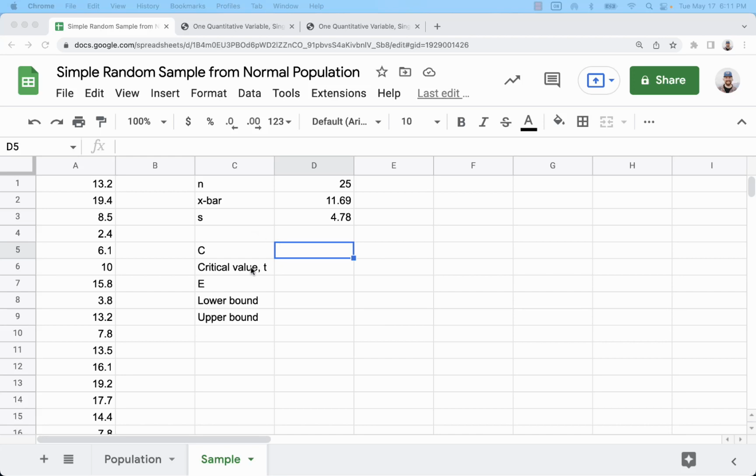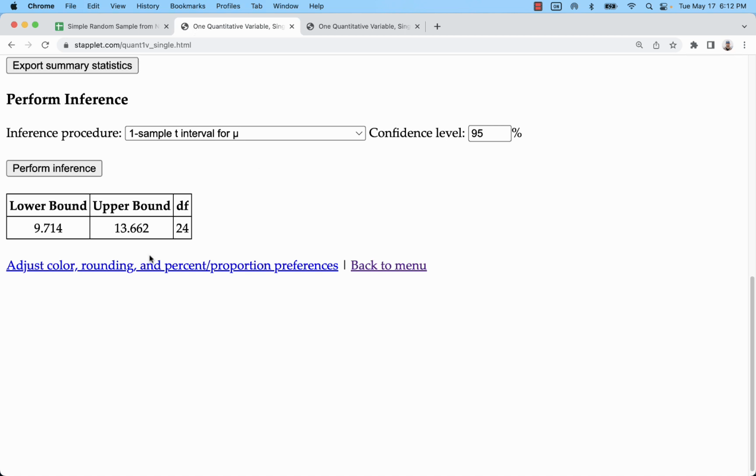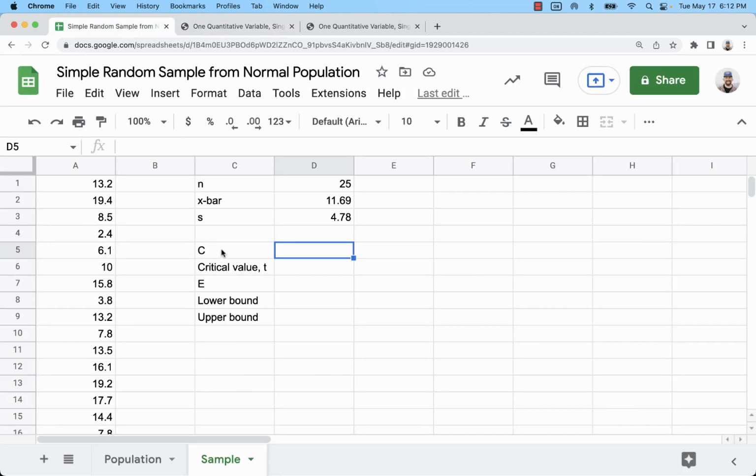I'm going to show you how to calculate critical value, margin of error, and then bounds for confidence interval for the population mean. In this example, I have a population of 1,500 observations from a normally distributed variable, and this has a mean of 10 and a standard deviation of about 5 here. In this problem, I've already done it in Stapplet to find these upper and lower bound, so we'll be able to check the answer there.